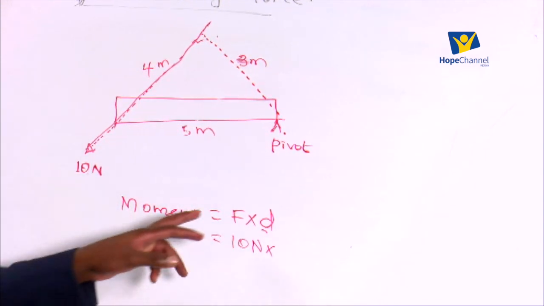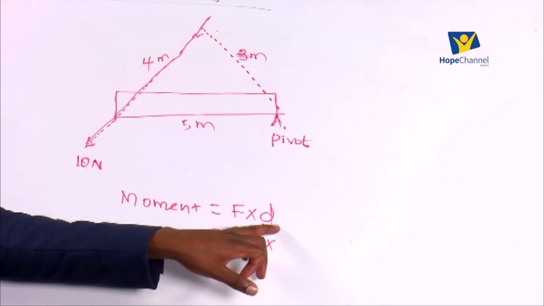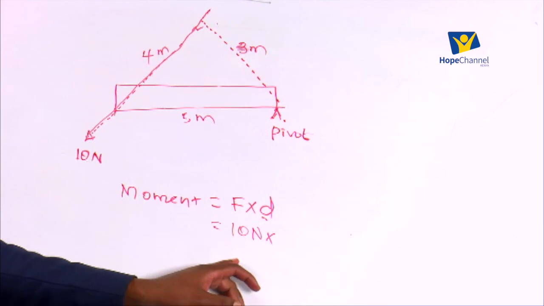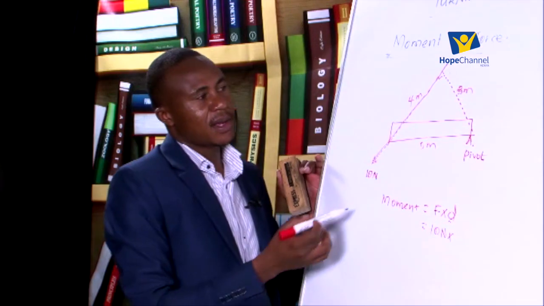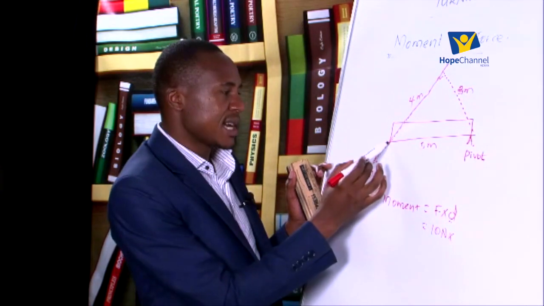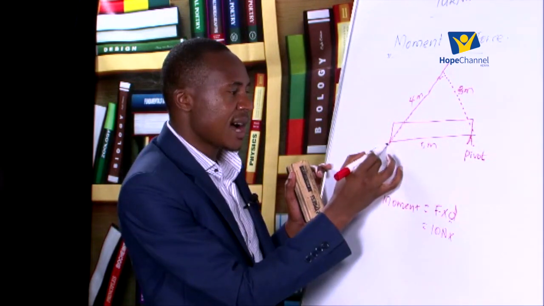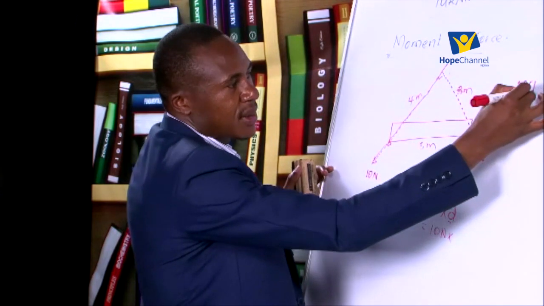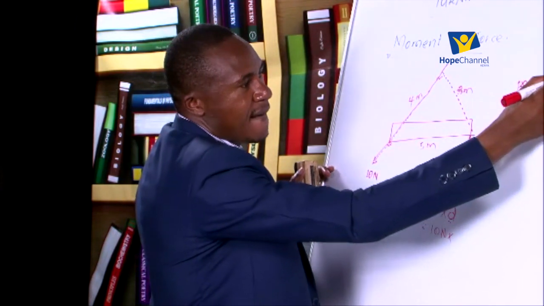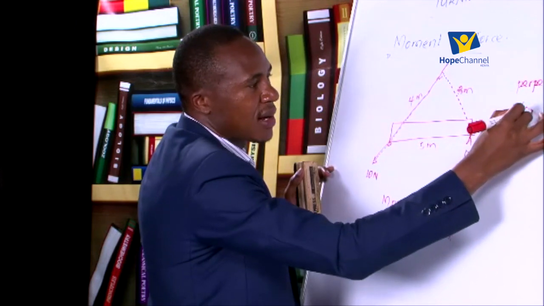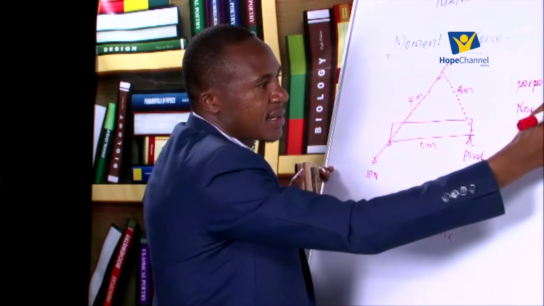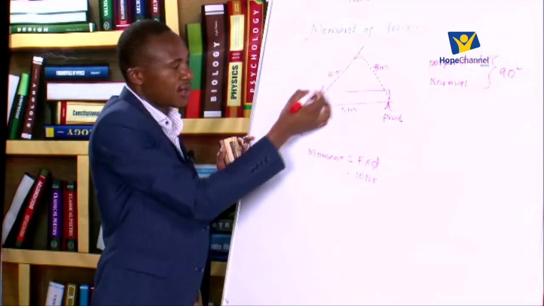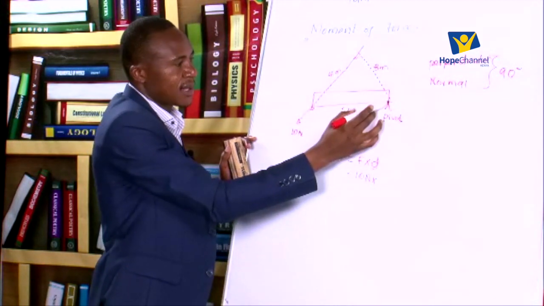a force is the product of force and the perpendicular distance between the point of application of the force or the line of action of the force and the point of support. Now, if we look at this diagram, 5 meters from this end to that one, this angle here is not perpendicular. Perpendicular simply means 90 degrees. At times we can talk of perpendicular, we can talk of normal, or the two of them simply mean 90 degrees.